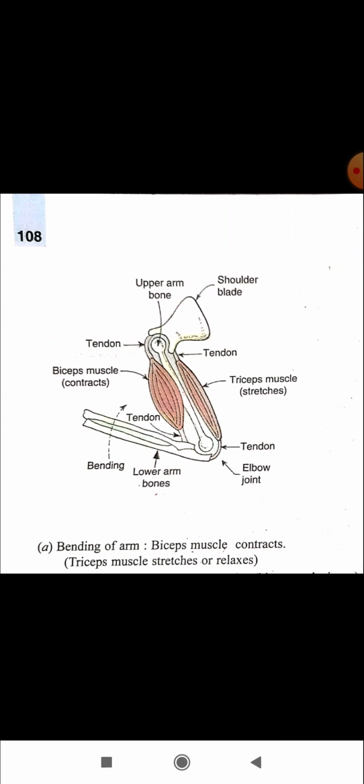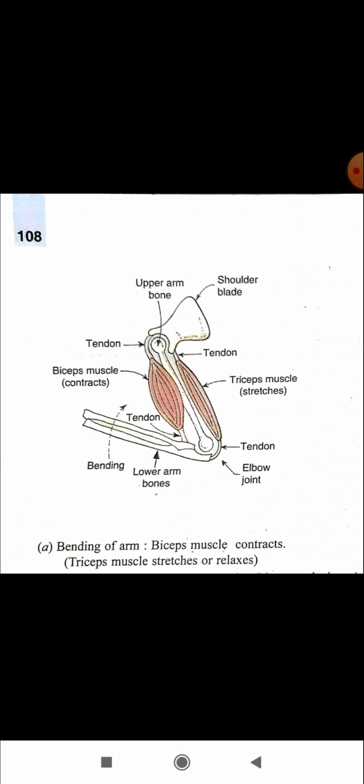The top end of the upper arm bone is joined to the shoulder blade by a ball and socket joint, which shows the maximum movement. The upper arm bone and the lower arm bones are joined at the elbow by a hinge joint. Okay, so this upper arm and lower arm join at the elbow, and this elbow joint is one type of hinge joint.